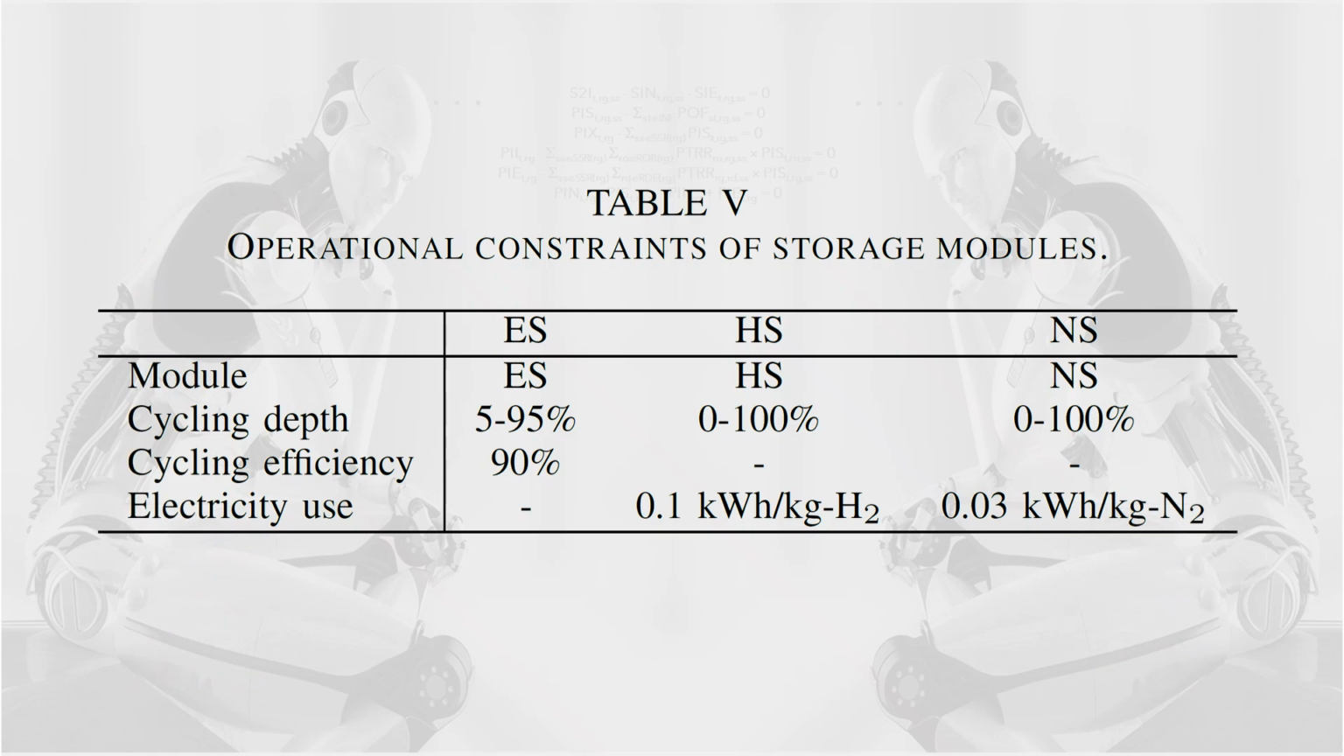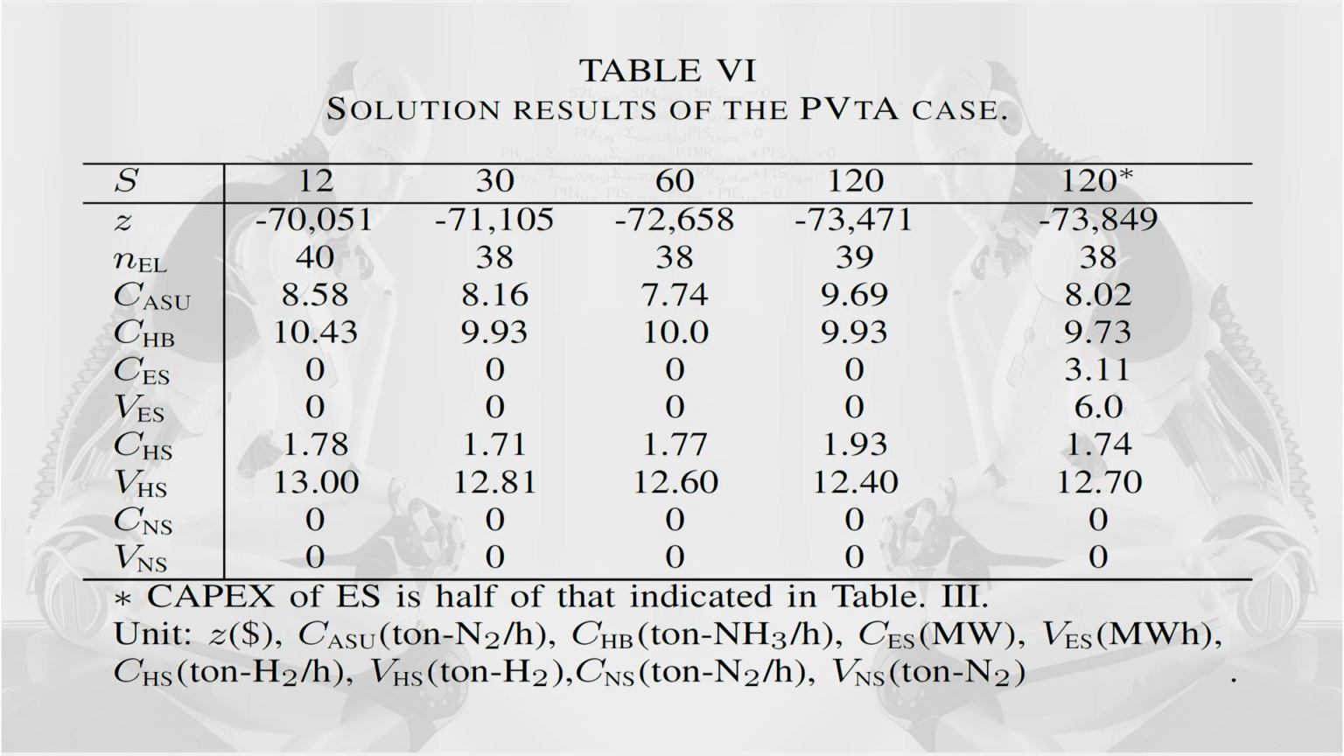Operational constraints of storage modules. Table V. Our results with electricity storage cost half of that in Table 3. We observed a 4.9% difference in the obtained Z value between S equals 12 and S equals 120, indicating that lower representativity of the stochastic generation leads to suboptimality. This also highlights the necessity of using more scenarios in the optimization. Table V gives the results of the FTA case.